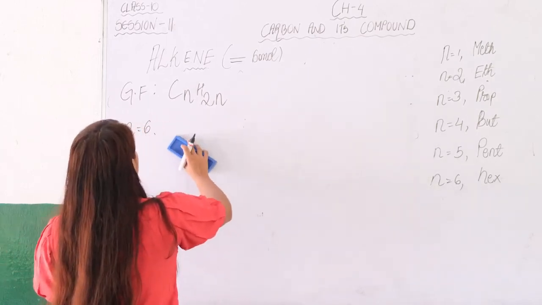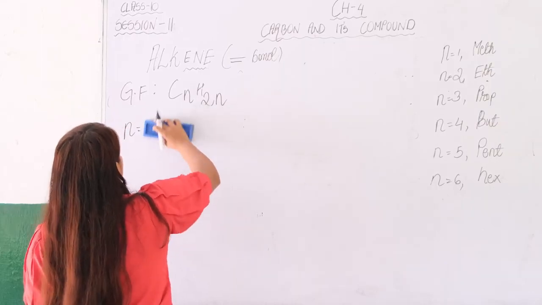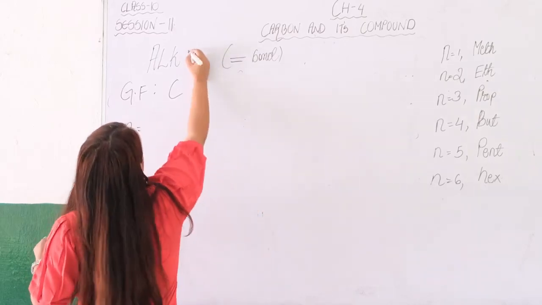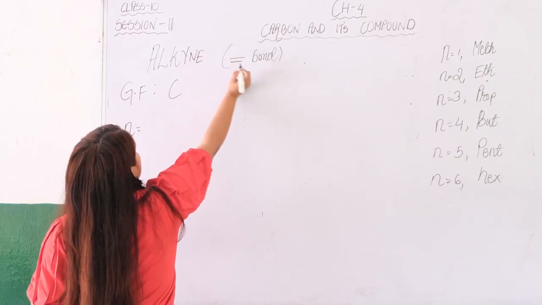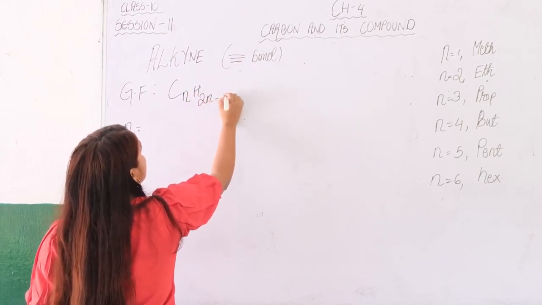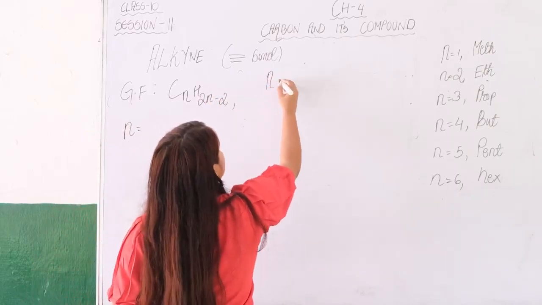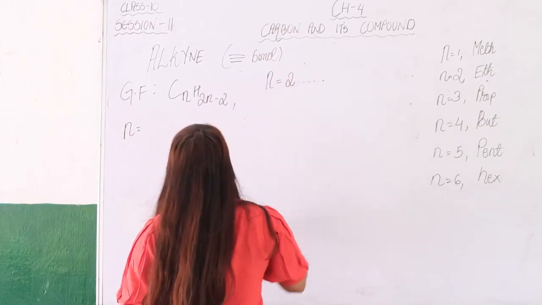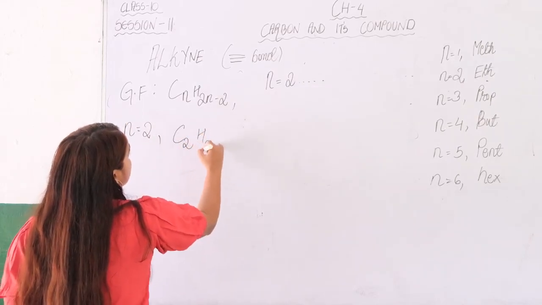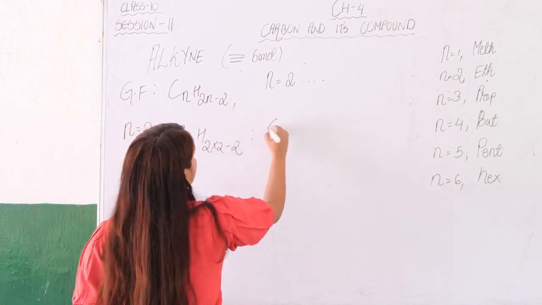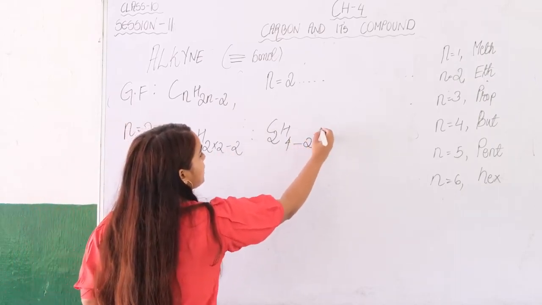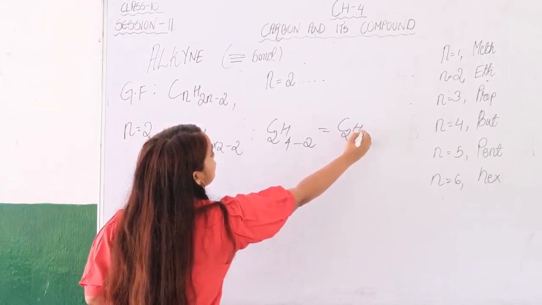Now let us take just one example of alkyne, YNE. This is a triple bond and the general formula is CnH2n minus 2. As I said, the number of atoms will start from 2 onwards. So if we take n is equal to 2 and put it in the formula, C2H2 into 2 minus 2. So we will get C2H, 2 twos are 4 minus 2. So ultimately we will get C2H2.